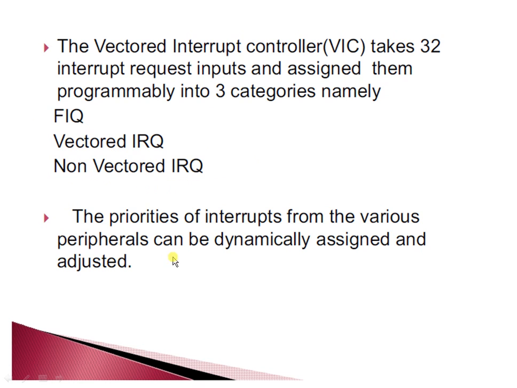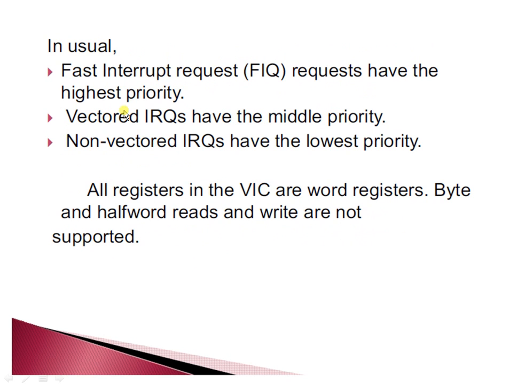The interrupt priorities can be changed dynamically. But basically the predefined priorities are: FIQ has the highest priority, vectored IRQ has the middle priority, and non-vectored IRQ has the lowest priority. Only one FIQ can be generated for a single program, 16 VIRQs can be generated for a single program, and one non-vectored IRQ can be generated for a single program.